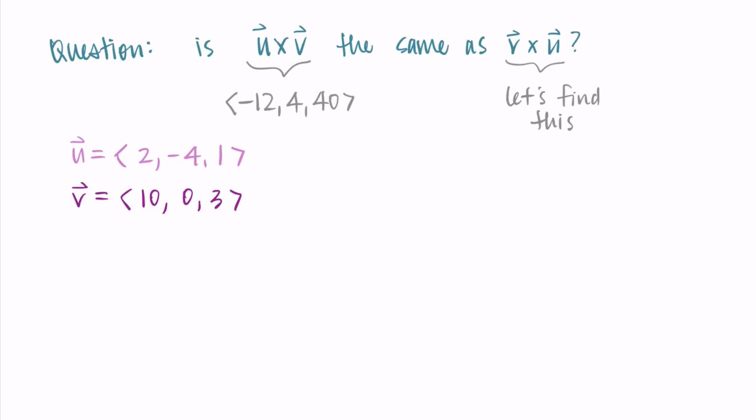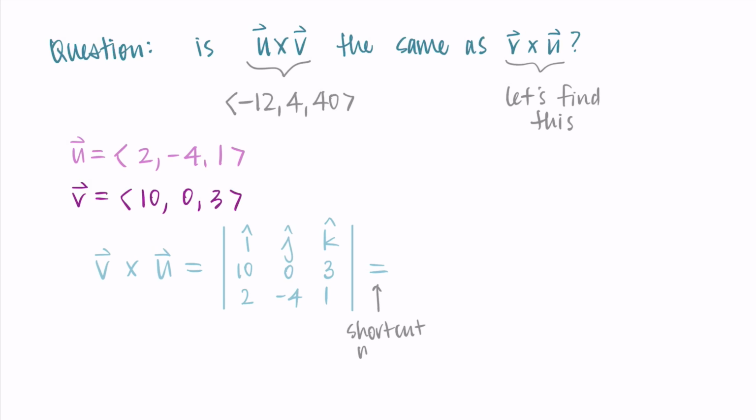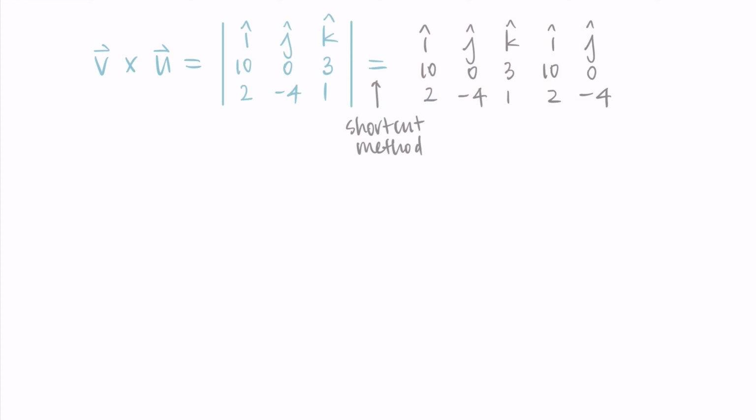So I'm going to rewrite my U and my V vectors here. And now we'll do V cross U. To do V cross U, I'm going to set up my determinant. Now the middle row is V and the bottom row is U. I'm going to use my shortcut method where I keep the original three columns, the I, J, and K, the same. And then I just repeat the I and the J column at the end. And I'm going to add the forward diagonals and then subtract the backward diagonals.